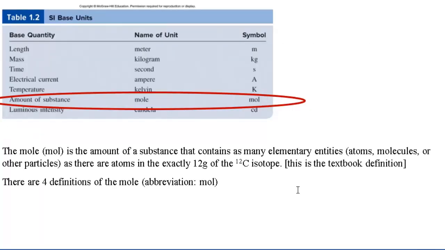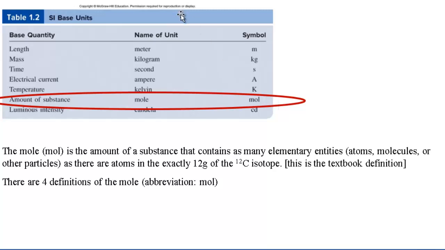Now let's introduce this concept of the mole. It is an SI base unit. Mole, M-O-L-E, the symbol is M-O-L. This is not the number of molecules. This is not the number of atoms. Many people get that confused. This is just its own unit.